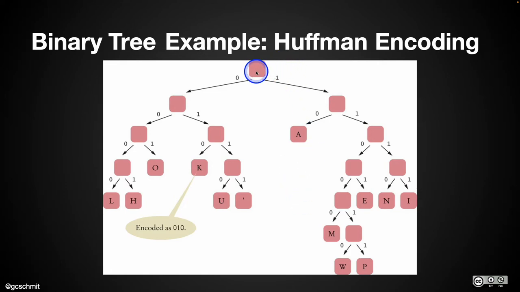All right, back up at the top, at the root. Zero, go to the left. Zero, go to the left. Zero, go to the left. Zero, go to the left. We're at the leaf node for an L, so it took 4 bits to encode an L.